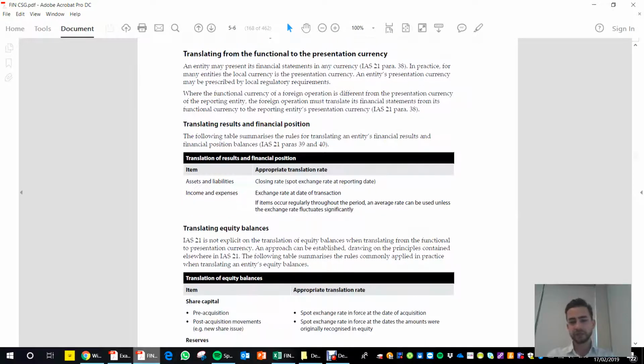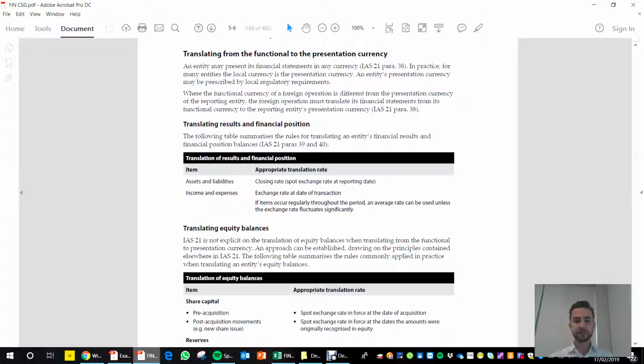So let's start off with assets and liabilities. This one's quite simple. It's just your balance sheet. It's whatever your closing rate is, i.e. the rate at the reporting date, which is generally 30 June, but it could vary depending on your jurisdiction. Quite simple. Income and expenses. So this is the exchange rate at the date of the transaction.